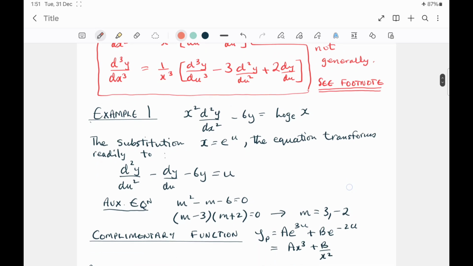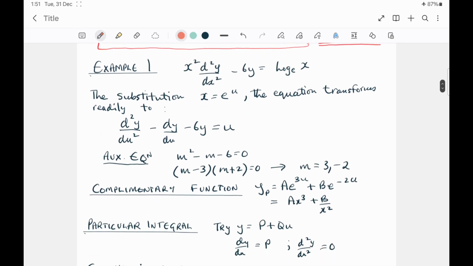Right, so now work through an example, and here we have this equation here, x squared d2y/dx squared minus 6y equals log of x. Okay, now the substitution x equals e to the u will transform this equation quite easily to this particular equation here: d2y/du squared minus dy/du minus 6y equals u, which if you looked at previous episodes, you'll recognize as a linear equation with constant coefficients.